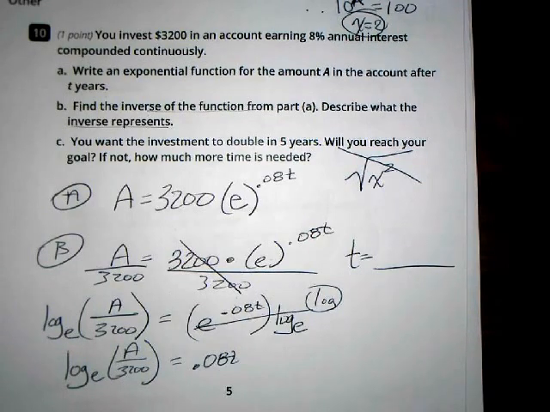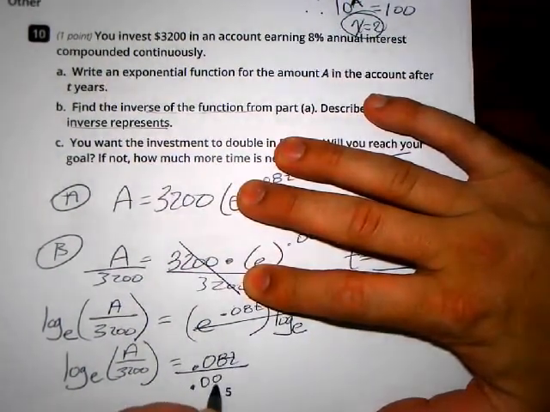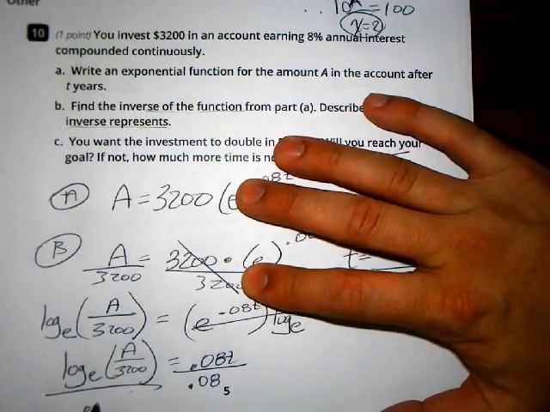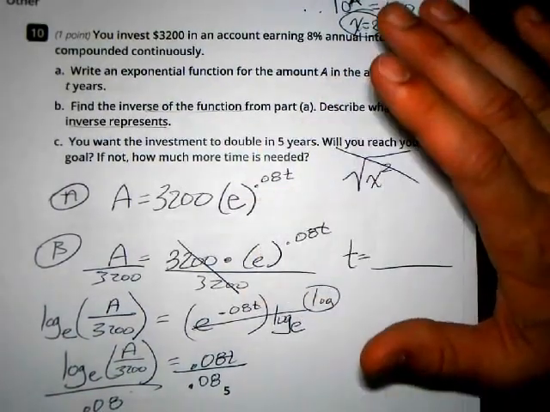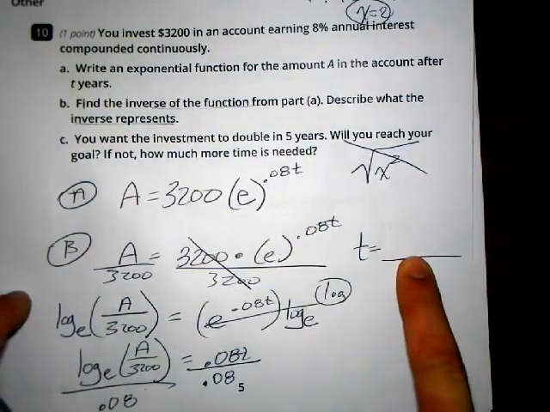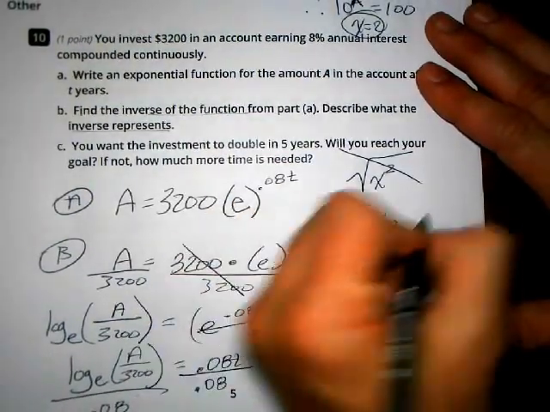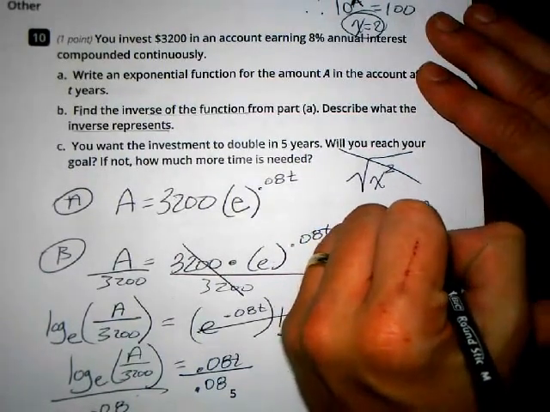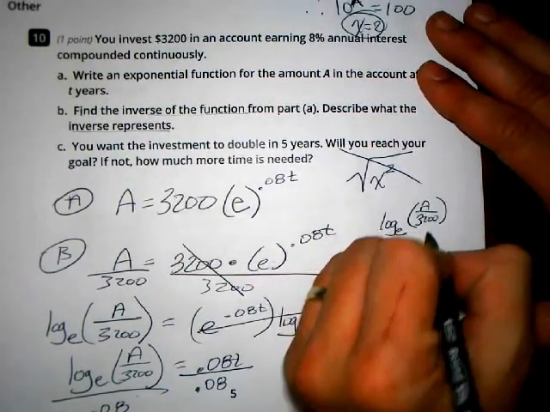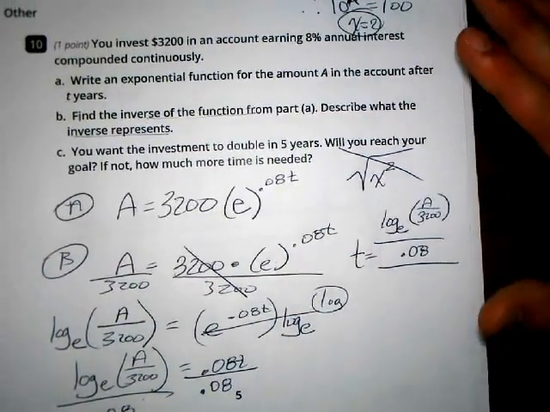What's my last step, Ricky? Division. You have to divide by 0.08 on both sides. Perfect. Divide by 0.08 on both sides, and then we're good. So now I'm going to write my final answer right over here where it says t equals: log in base e of A over 3200, and then we need to divide that by Ricky's 8/100.